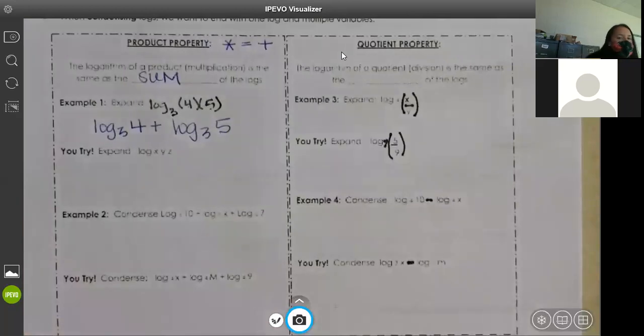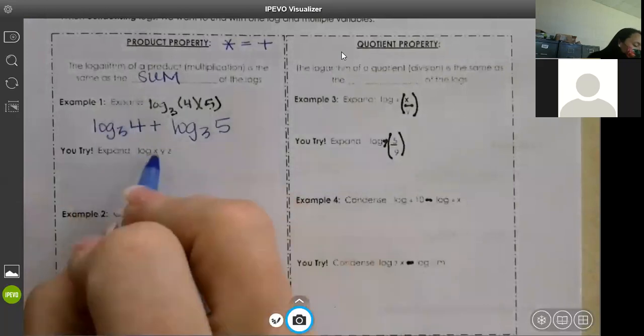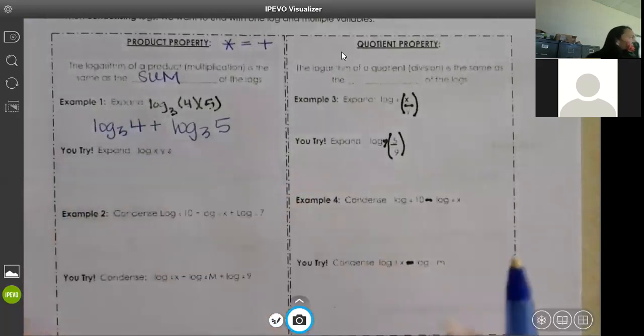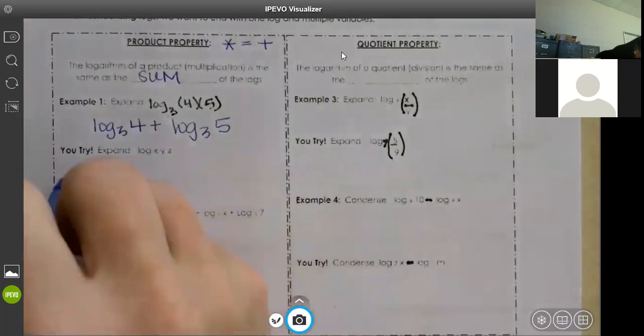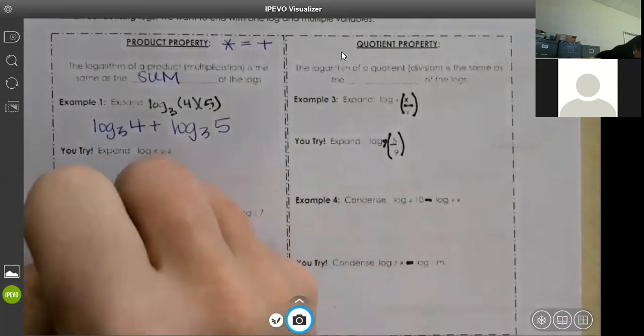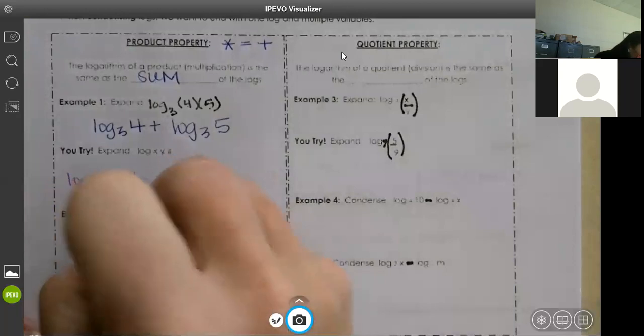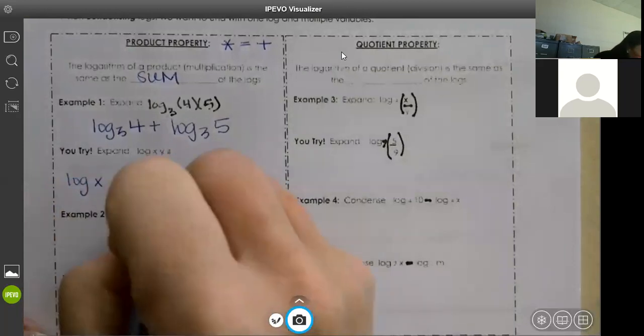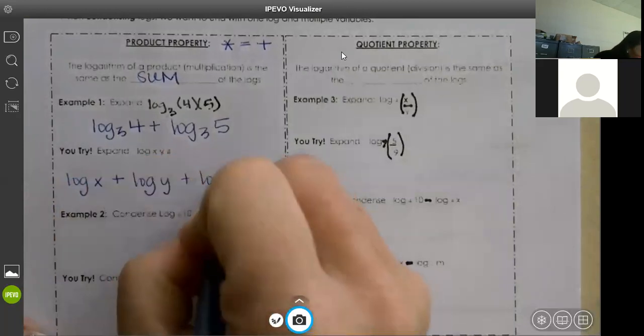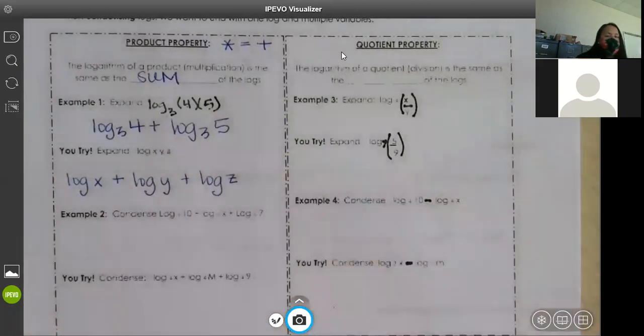So same thing on the next one where it says you try, we have x times y times z. So there's 3 different variables there. So there's going to be 3 different logs on the end. So the first one is going to be log x. Multiply is the same as add. It'll be log y. And then add log z.